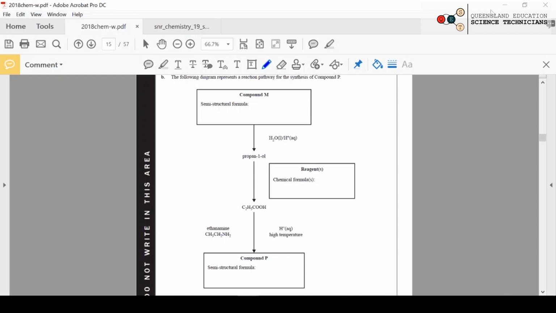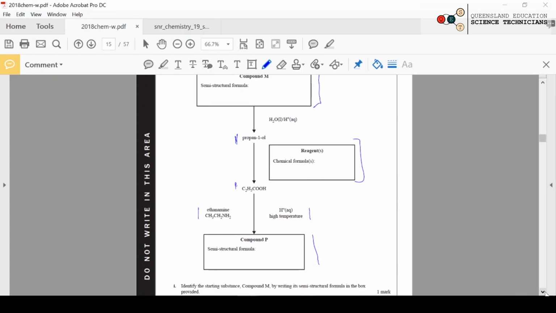We've been given some information about a reaction pathway for the synthesis of compound P. We've been told we start with an unknown compound M, that it forms an intermediary product of propan-1-ol by adding water in an acidified environment. It then needs some reagents to make a carboxylic acid, which then combines with ethanamine in an aqueous high temperature environment to form its final product.